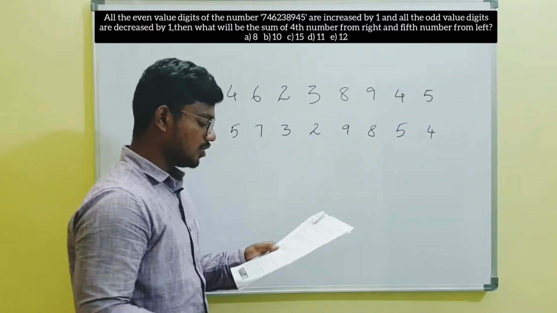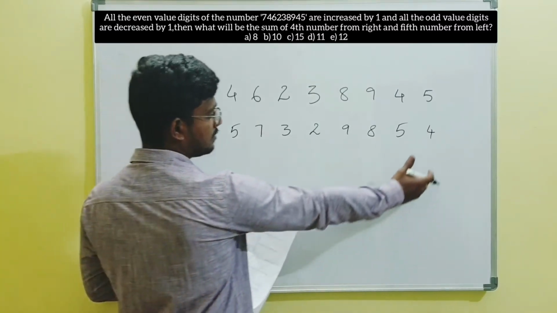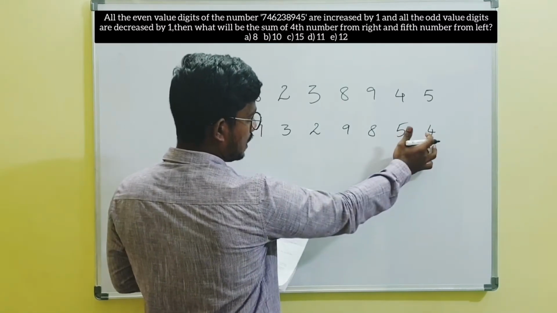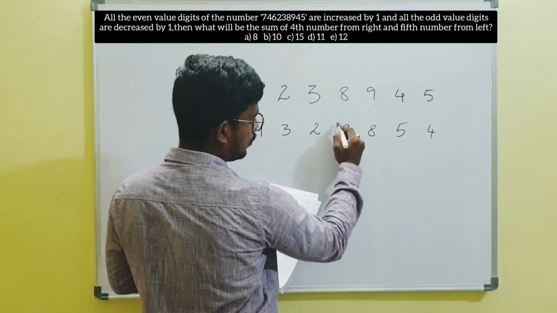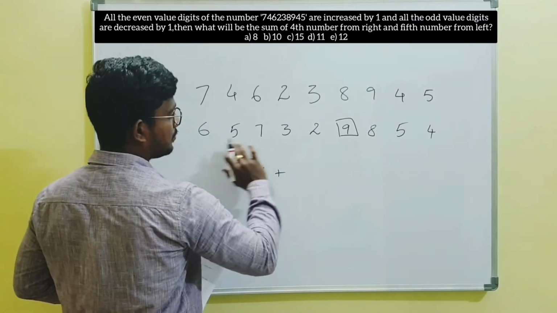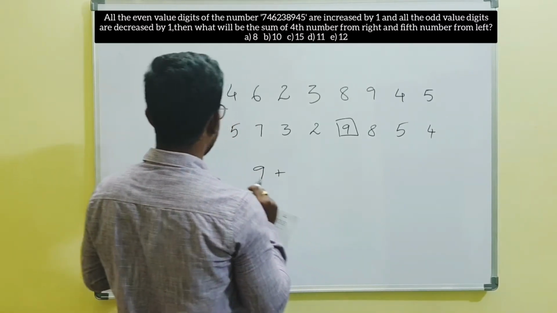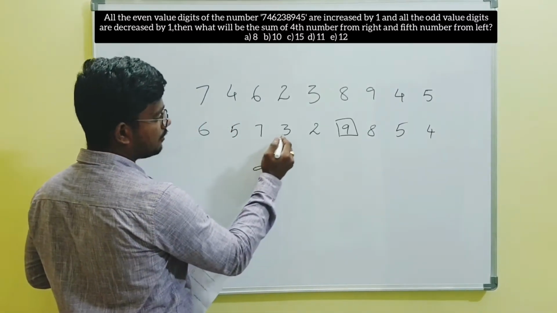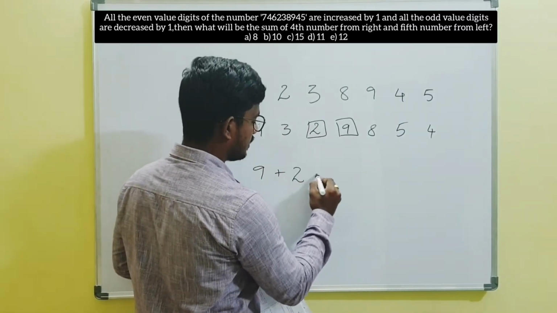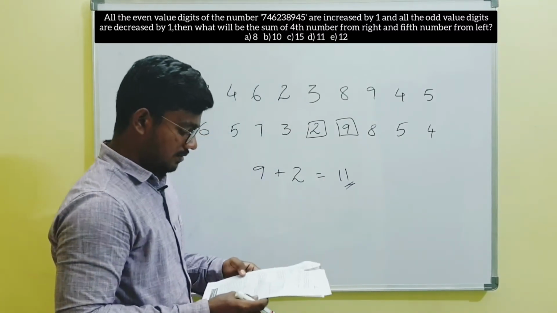Then what will be the sum of the fourth number from the right and the fifth number from the left? This is my right hand. So fourth from the right hand will be 1, 2, 3, 4. Fourth from the right hand is 9, plus fifth from the left hand. This is my left hand side. So 1, 2, 3, 4, 5. So fifth from the left will be 2. So my answer, the sum of those two, is 11. So my option is D.